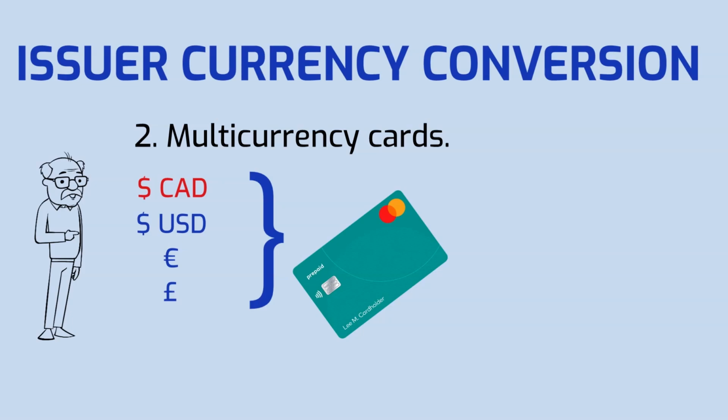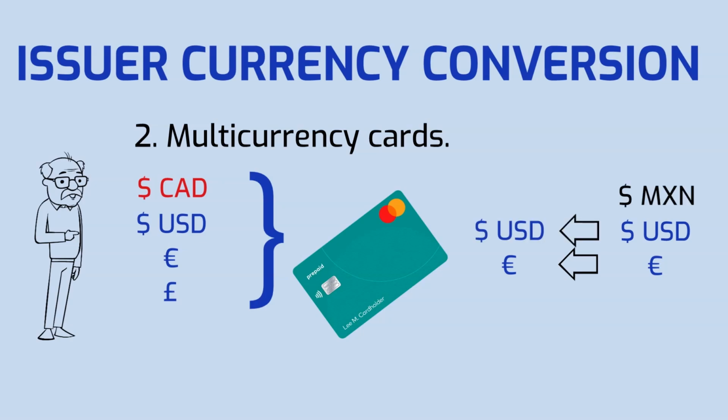If I do a transaction in euro, it settles in euro. If I do a transaction in US dollars, it settles in US dollars. If I do a transaction in Mexican pesos, since there isn't a Mexican peso account, the transaction will be converted to Canadian dollars, the default currency, to settle.